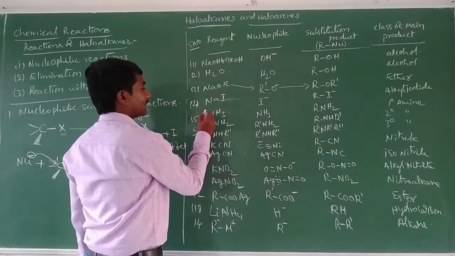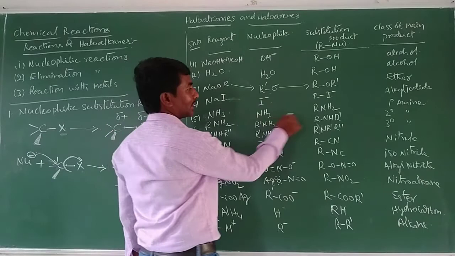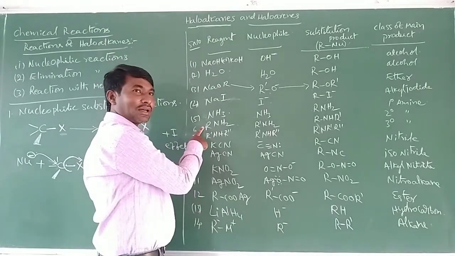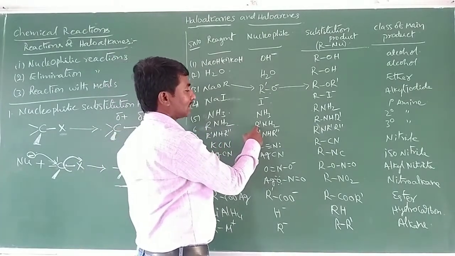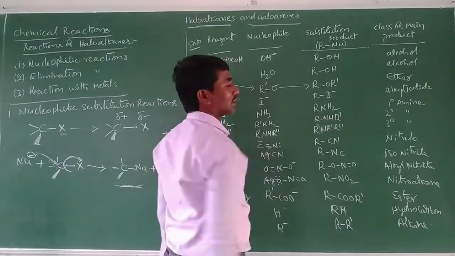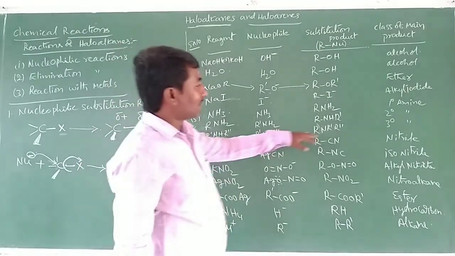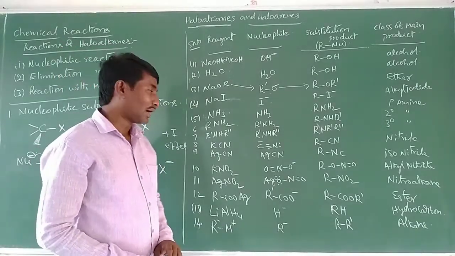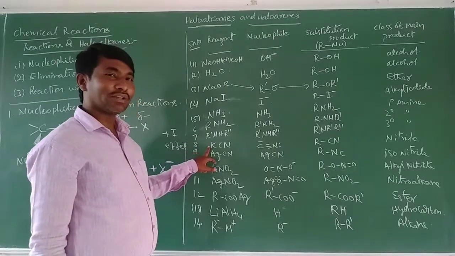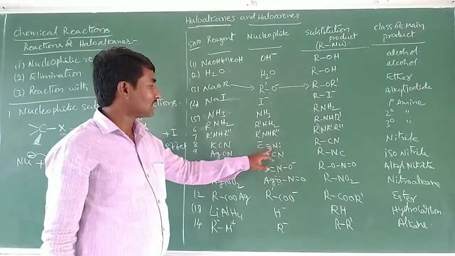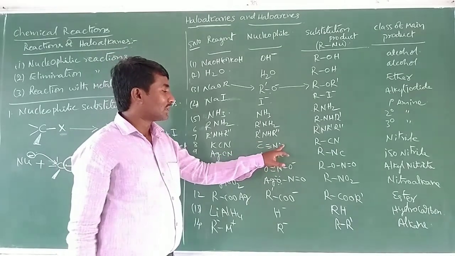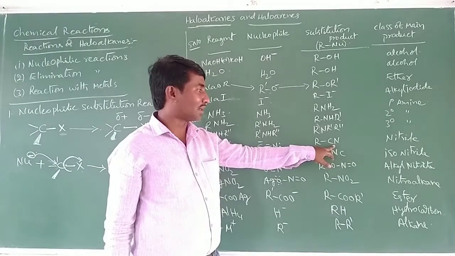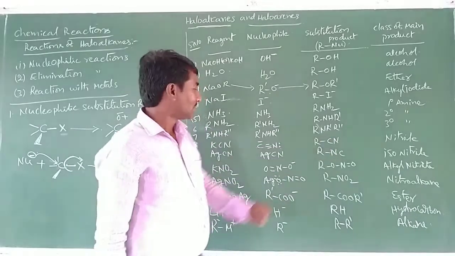When reacting with NH3, ammonia is the nucleophile and gives RNH2, a primary amine. The primary amine reacting again with alkyl halide gives a secondary amine, then finally a tertiary amine, and finally quaternary ammonium salt. Another one is KCN, where C minus triple bond N with a pair of electrons is the nucleophile, giving RCN, an alkyl nitrile or alkyl cyanide.